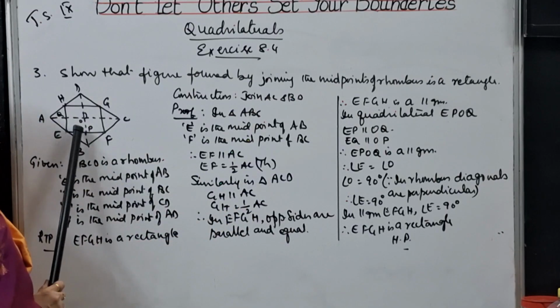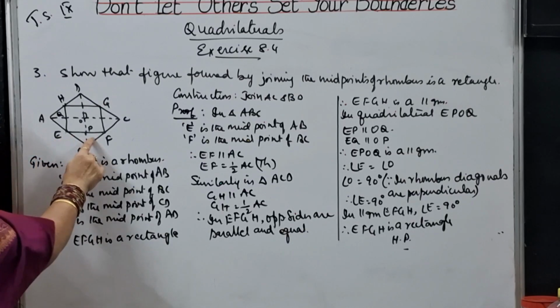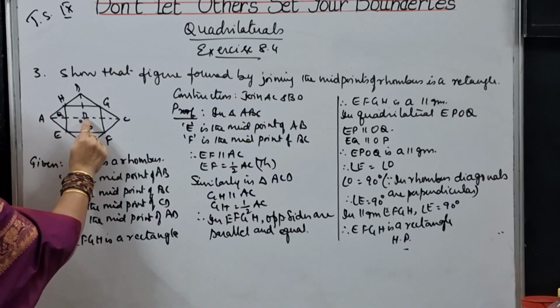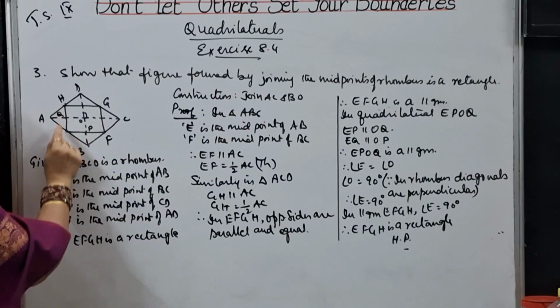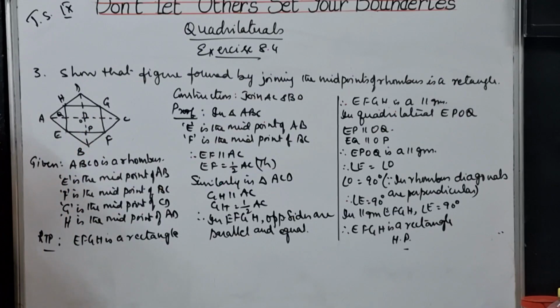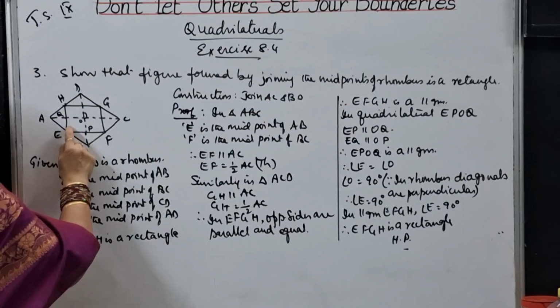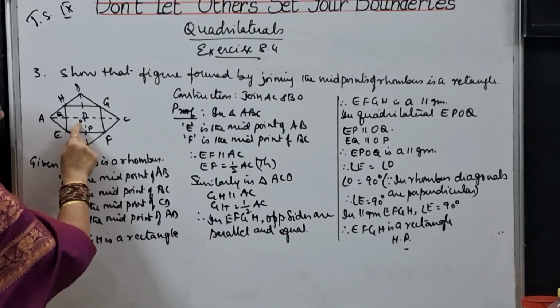Now we need to prove that one of these four angles is 90 degrees. So for that I have taken this point as P and this point as Q. Now EPOQ becomes a quadrilateral. In this EPOQ, EP is parallel to OQ because AC is parallel to EF. Similarly, EQ is parallel to OP. Opposite sides are parallel, so EPOQ is a parallelogram. If it is a parallelogram, opposite angles are equal. Angle E is equal to angle O.